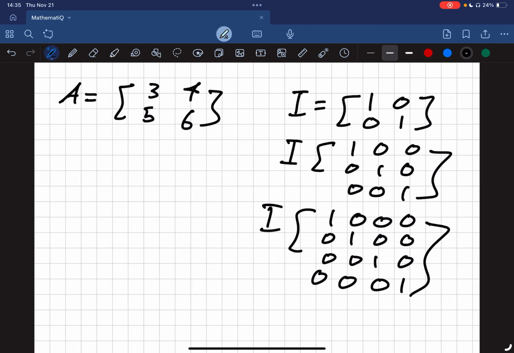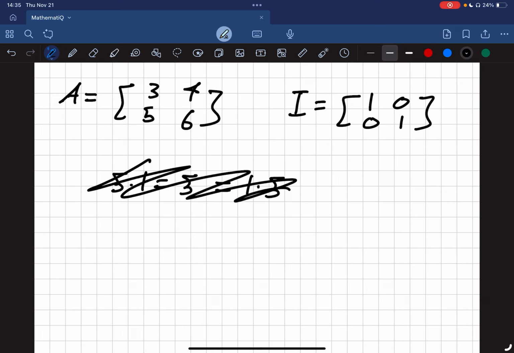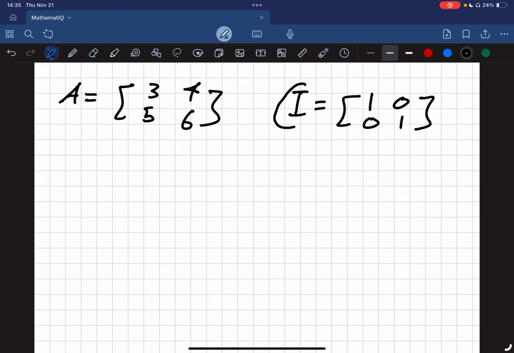So you see the pattern. This is the identity matrix, and you can simply think of this as the number 1. In multiplication, 5 times 1 is equal to 5, which is the same as 1 times 5. Same thing with matrices. You can think of this as the number 1 in regular number multiplication. So AI is going to be the same as A. It's just going to give you A.